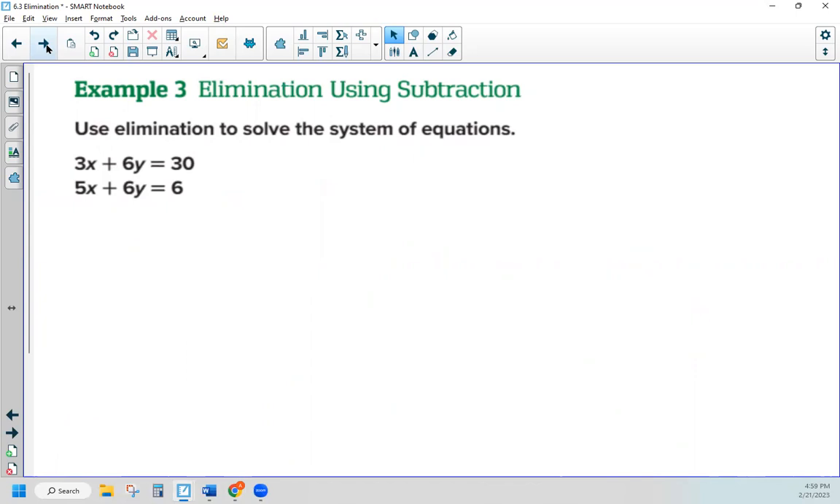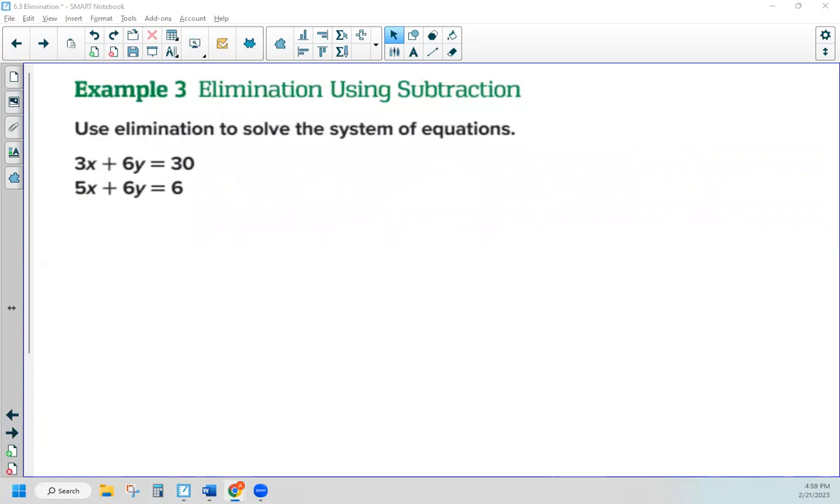Now, example number 3. Example number 3 says eliminating using subtraction. So keep in mind that this is going to have a little bit of a difference to it. How much? Not that much. Very simple. So what I want you to do is stop it right now and try to see where your brain takes you with this one.